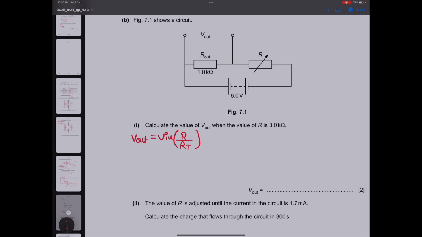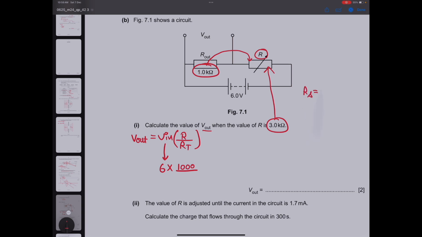I'll explain. See, V in is the voltage provided by battery. How much is it? 6. R is the resistance of that component. You're trying to find out V out of R here, right? So R you will use as 1000 ohms. And R total will be the total resistance. It can be in series or parallel. In this question, both are in series, and the value of R is also given to you, which is 3000 ohms. So you will directly add the resistance because they are in series.